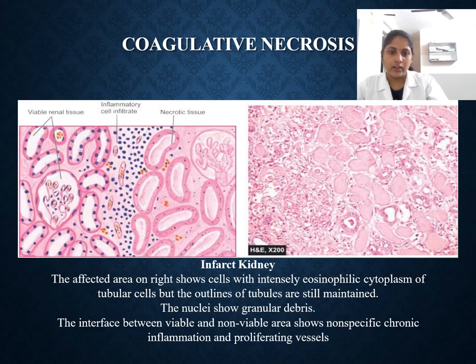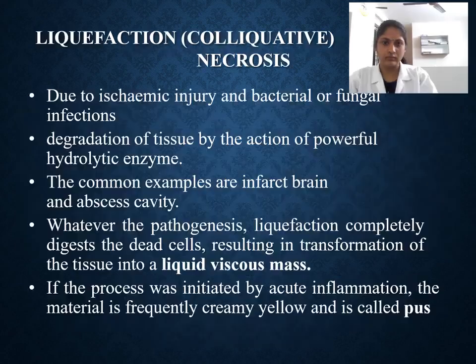Coagulative necrosis. The affected area on the right shows the cells with intensely eosinophilic cytoplasm of tubular cells, but the outline of the tubules is still maintained. The nuclei show granular debris. The interface between the viable and non-viable area shows non-specific inflammation and proliferating vessels.